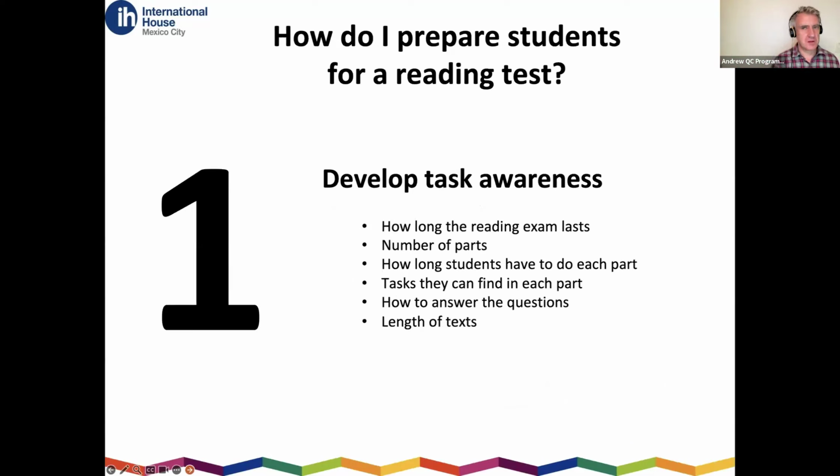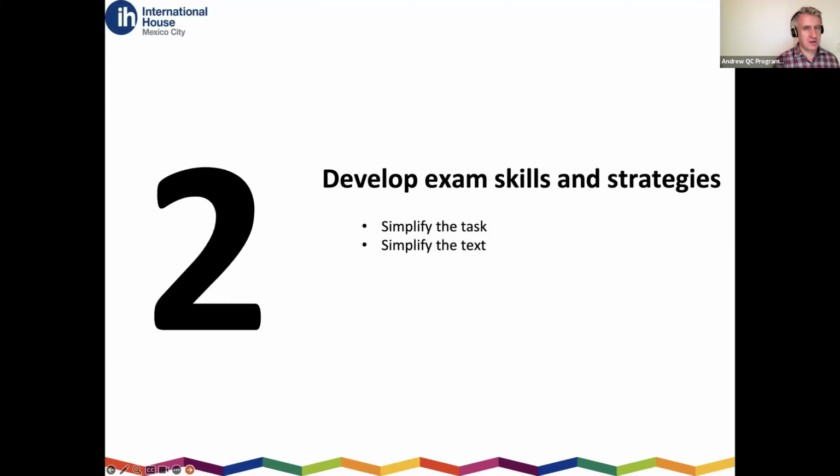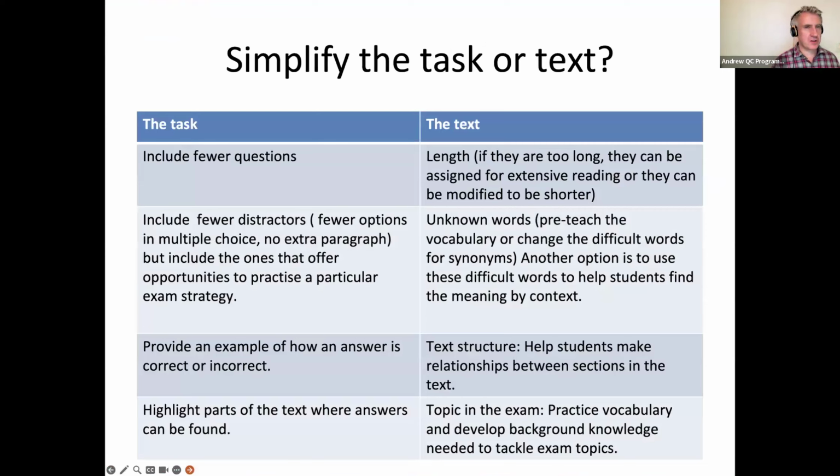How do I prepare students for a reading test? So develop task awareness: how long it lasts, number of parts, how long students have to do each part, tasks they can find in each part, how to answer the questions, and the length of the text. Strategies and skills: simplify the task, simplify the text, can help when you're trying to develop confidence initially. How can you simplify either the task or the text? Here are some ideas.